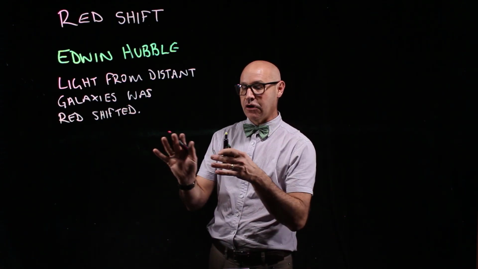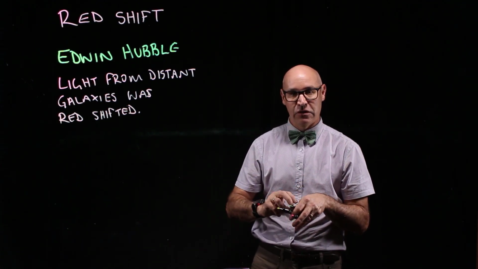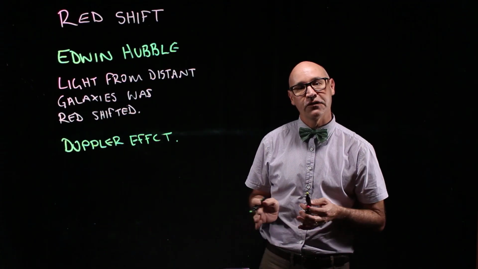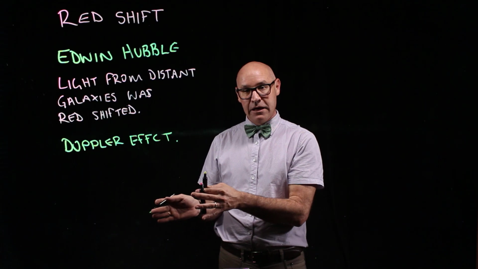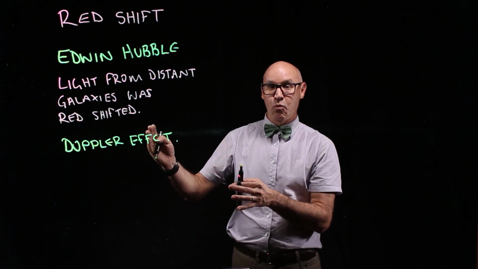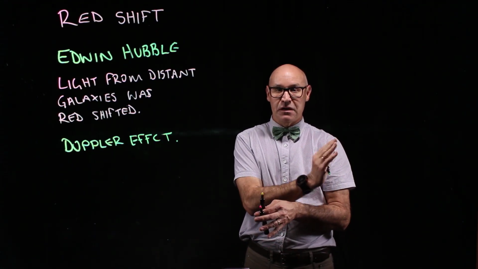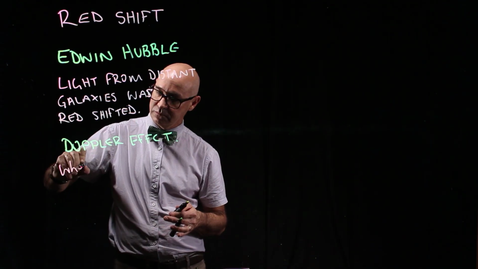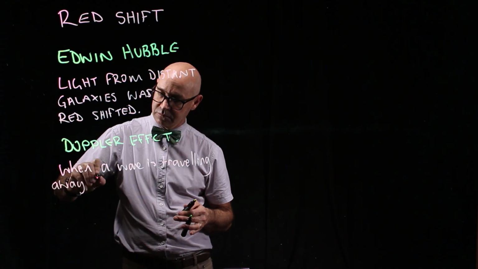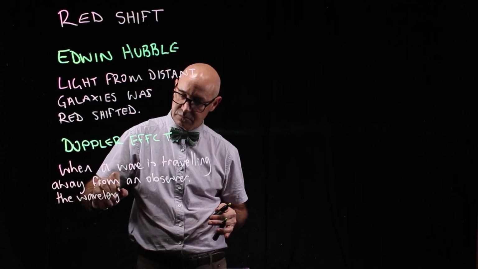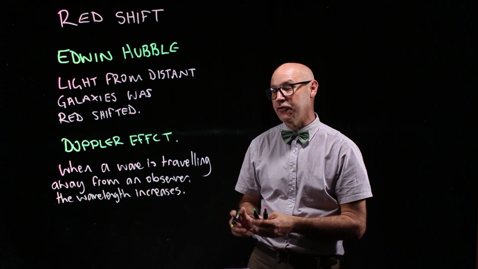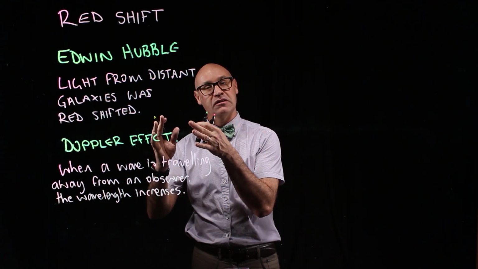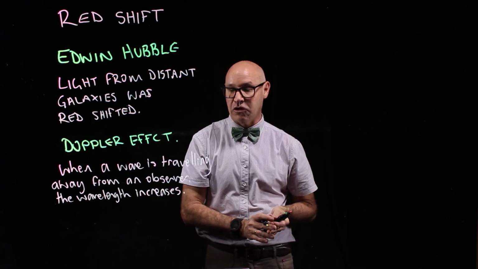universe. To firstly understand redshift, we need to understand the Doppler effect. The Doppler effect essentially means that when a wave is travelling away from an observer, the wavelength of the wave increases. The best way to understand the Doppler effect is to consider sound waves, and then how that relates to light.